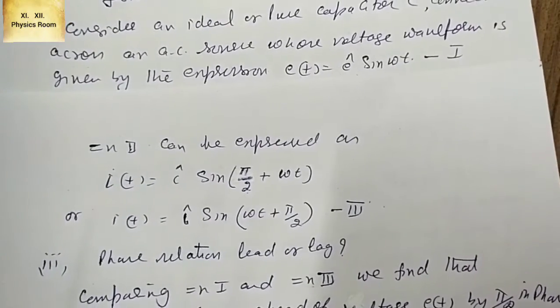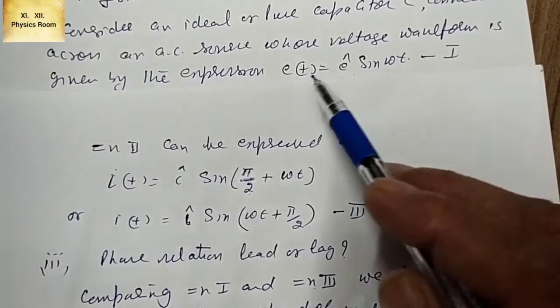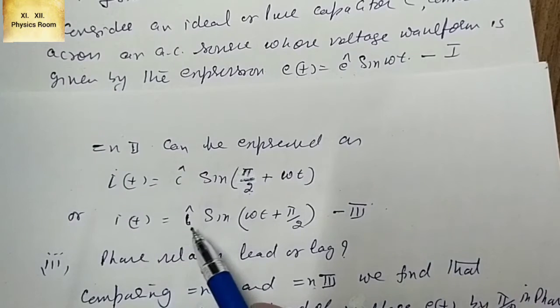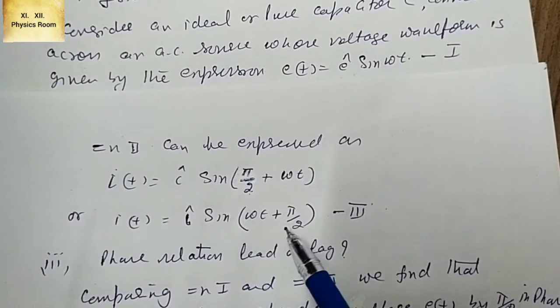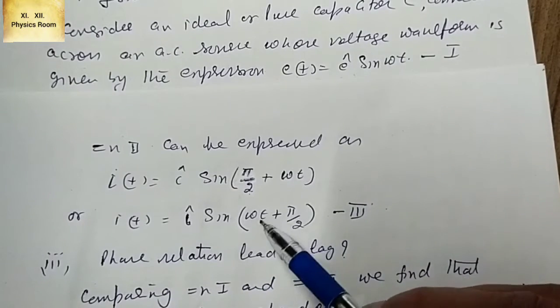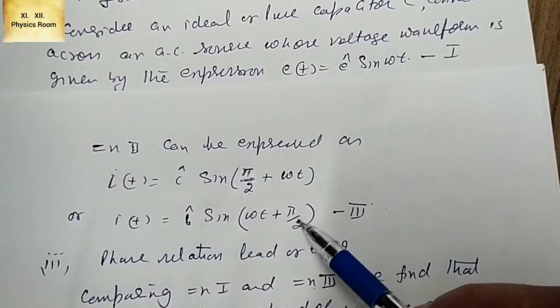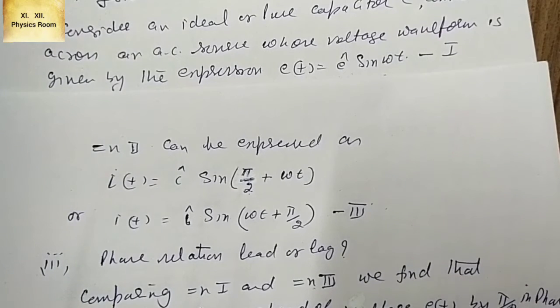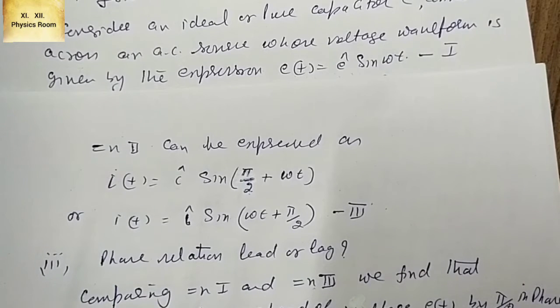Let us see. This is equation 1, e(t) is equal to E max sine omega t. Equation 3 is i(t) is equal to I max sine omega t plus pi by 2. So here it is omega t plus pi by 2, so it is a lead. Plus pi by 2 is the lead. So comparing equation 1 and 3, we find that current i(t) leads ahead of voltage e(t) by pi by 2 in phase.